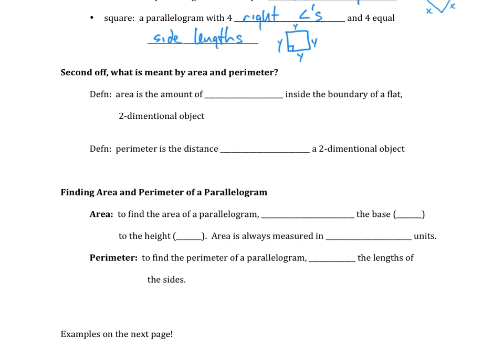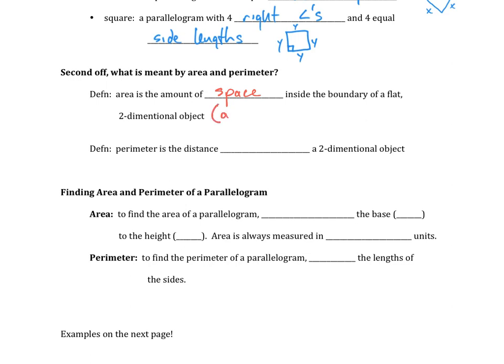Definition first of area. Area is the amount of space inside the boundary of a flat 2-dimensional object. Okay, so area is what you color inside the lines with your coloring book when you were a little kid. You took out all your colors and you colored in the lines. What you were doing is you were filling in the area. It's the amount of space inside the boundary of a 2-dimensional shape. That's area.